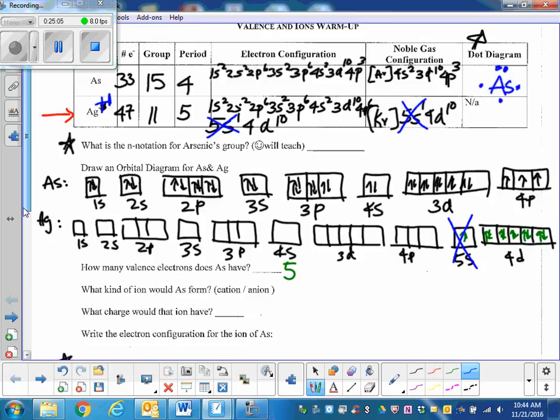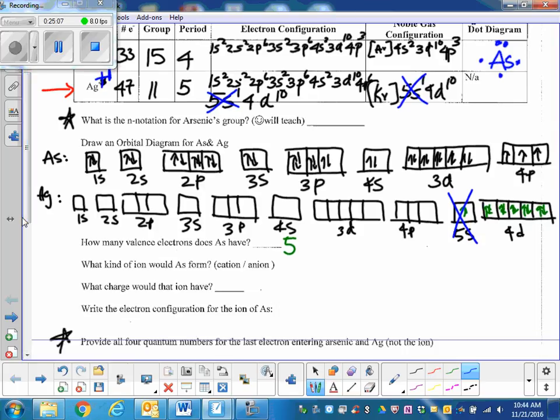So we never answered this question. Arsenic has how many valence electrons? 5. So what kind of an ion will it form? Look at the group. Will it like to gain 3 or lose 5? Gain 3. So if it becomes a -3 ion, isn't that group 15 has a charge of -3? Did we not just write it down?